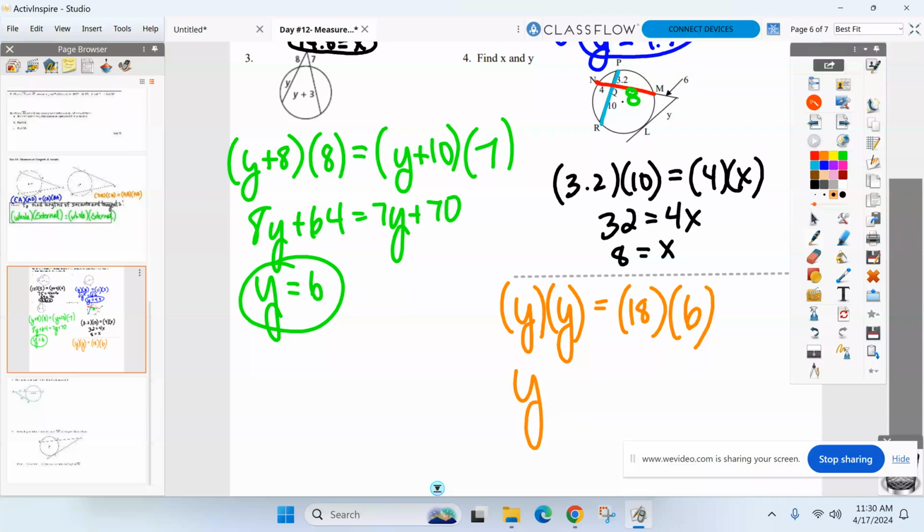All right. Y squared equals 108. Go ahead, take the square root of both sides. And what do we got there? 10.4. Okay, any issue with that one? I like that one a lot.